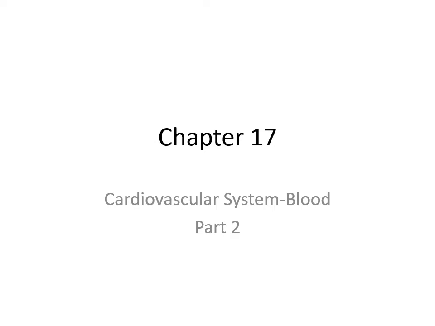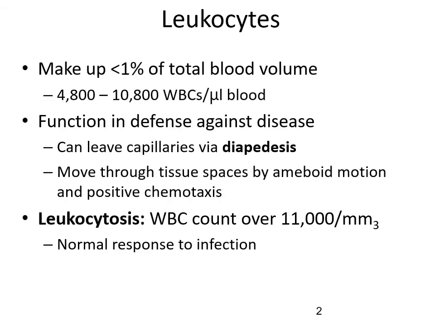Chapter 17, Cardiovascular System, the Blood, Part 2. We finished talking about blood typing in the last part, Part 1, and now we're going to move on from red blood cells to white blood cells, which are also called leukocytes.